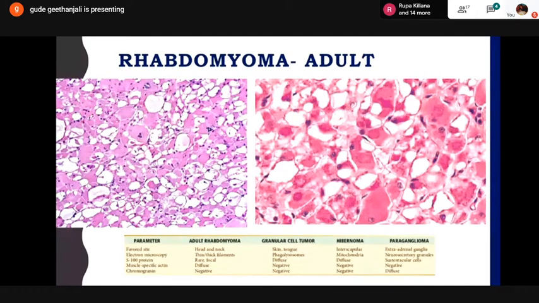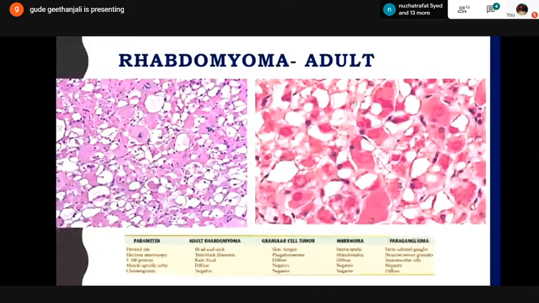Because of their morphology of having abundant cytoplasm, a differential diagnosis we consider is the granular cell tumor. But in granular cell tumor, rather than fibrillary inclusions in the cytoplasm and spider cells, we see a granular cytoplasm and not this kind of morphology. The other differential diagnosis is hibernoma. The hibernoma also has different morphology, and they are more common in the interscapular region.